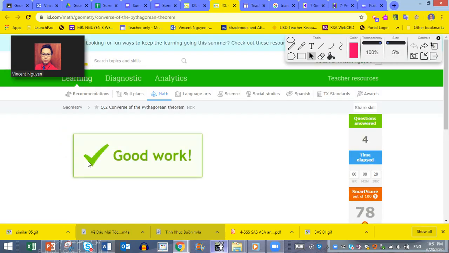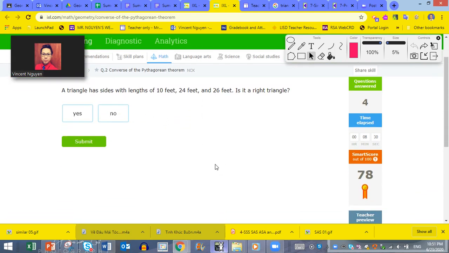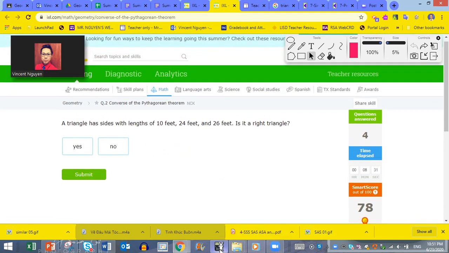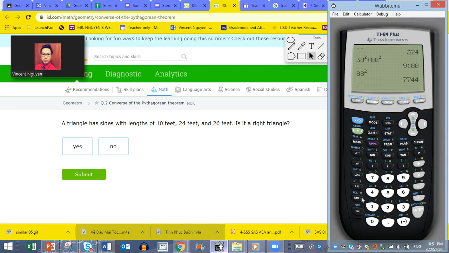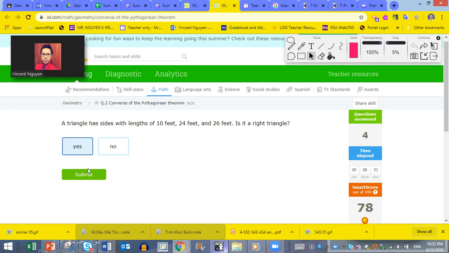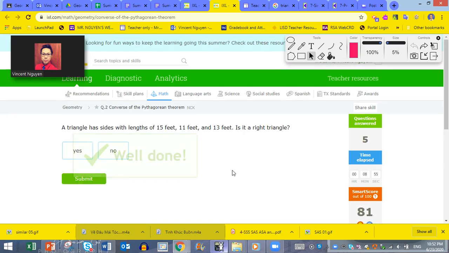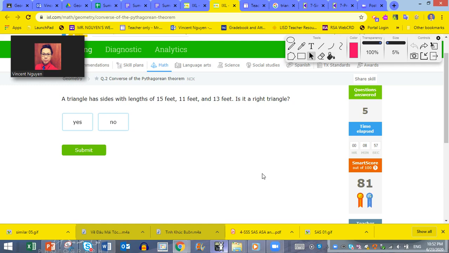Okay, 10, 24, 26. So again, repetitive. 10 squared plus 24 squared equals 676. 26 squared is 676. Yeah, they're equal. So yes, submit. All right, very good.